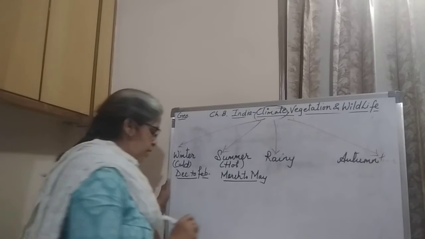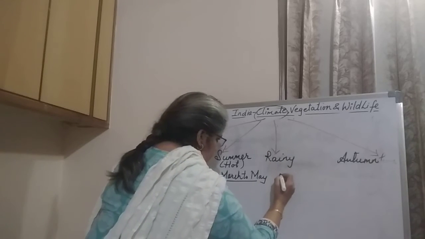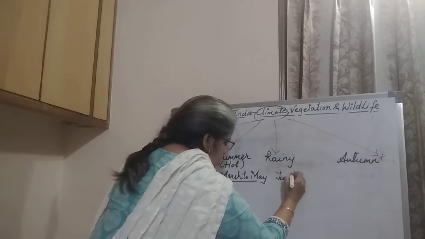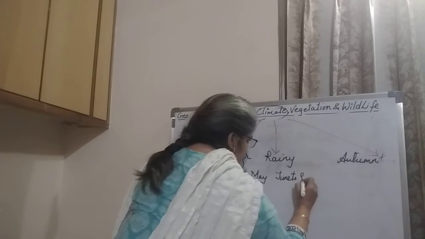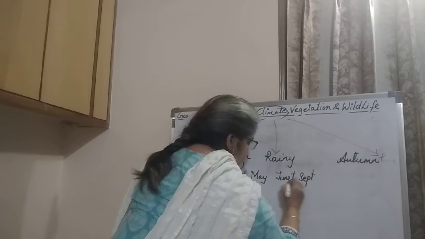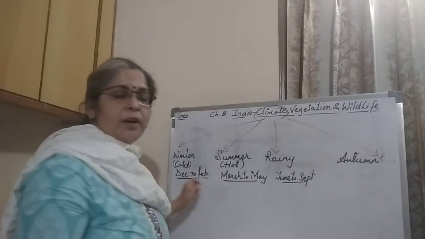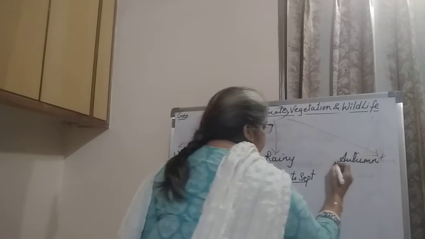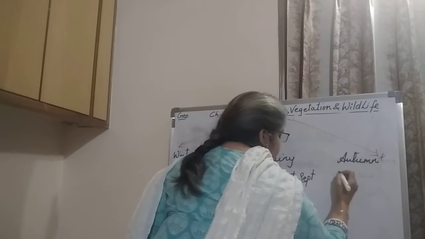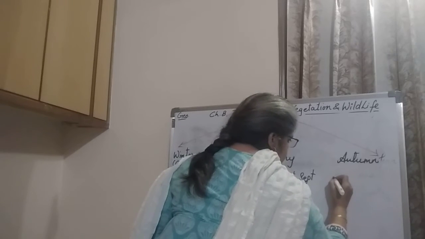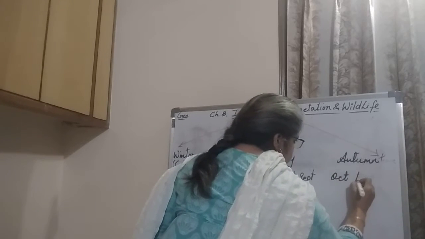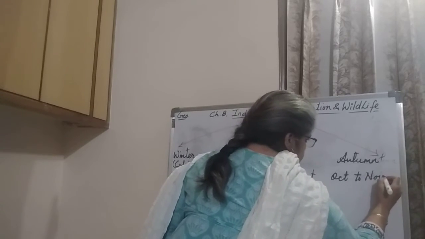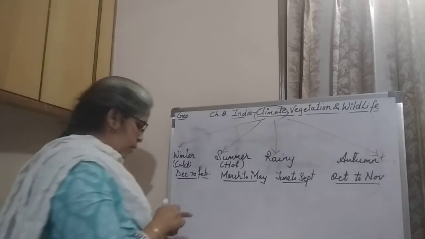For the rainy season, or you can say the monsoon season, the months are mid of June to September. June to September. Then autumn. Autumn season is also known as retreating season. Okay. Retreating monsoon season from October to November. 2 months only. October to November.